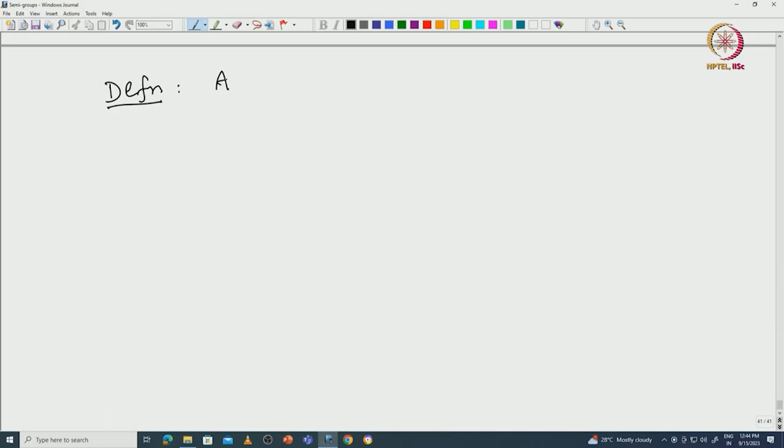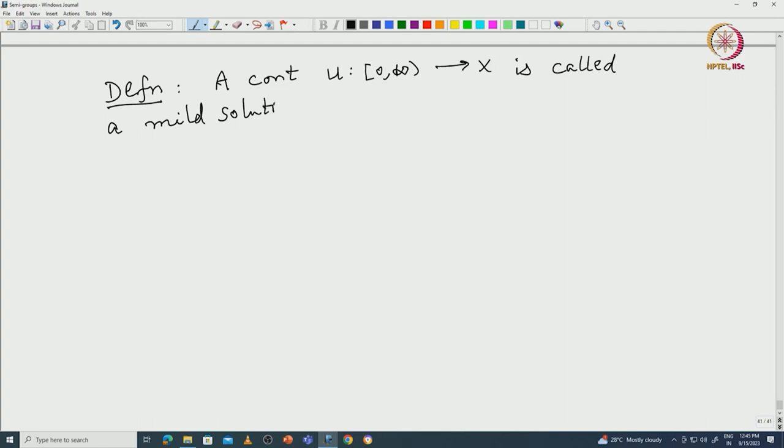A continuous U, now we are not assuming differentiability, from 0 to infinity into X is called, so this is like a weak solution, is called a mild solution of ACP, of course, that is the abstract Cauchy problem.